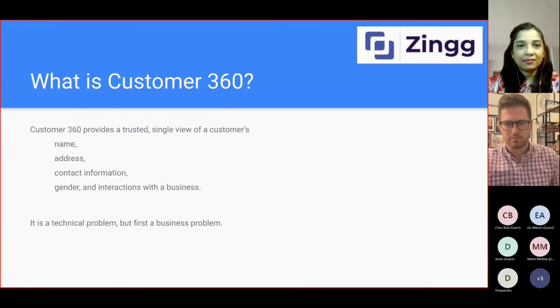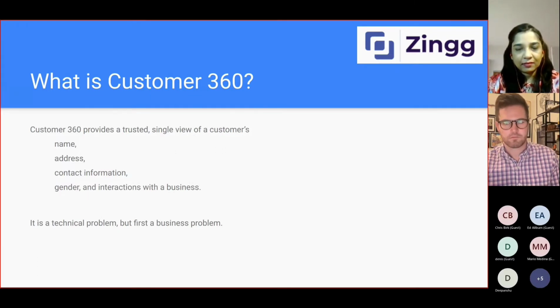So I'm sure you know what Customer 360 is, but a little reminder is never bad. Customer 360 provides a trusted single view of customers, and what we call customers can vary depending on verticals, industries or companies. But mainly, you always have a name, an address, a telephone number, a gender, some information related to a business. And of course, it looks like a technical problem to solve, which is to say, if you have different names that are related to the same person.